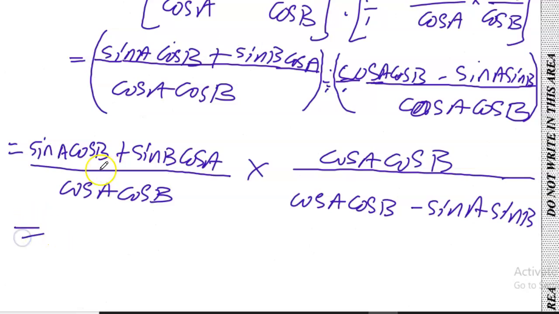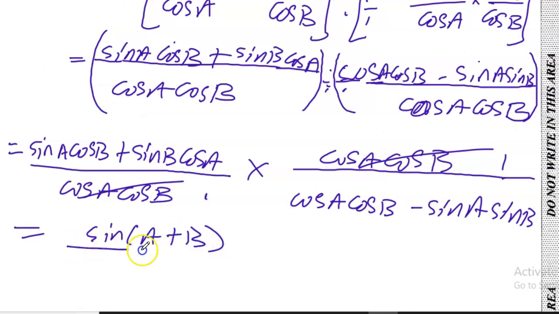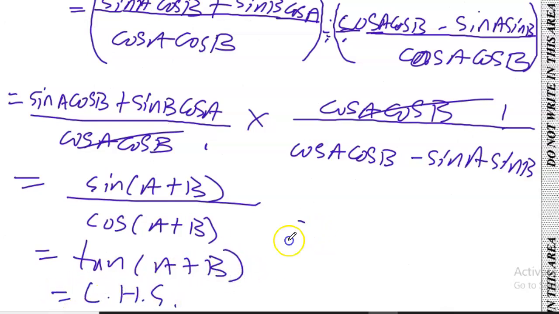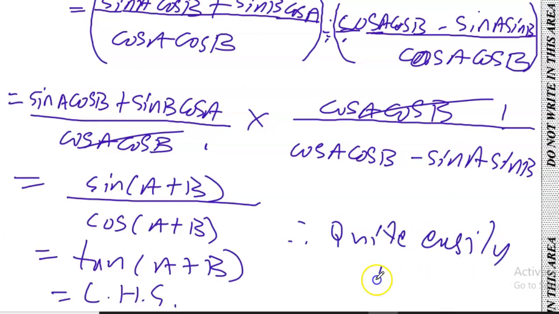So notice cos A cos B into itself, we end up with 1. So at the top here, recognize that this is actually sin(A plus B), and in the denominator here, this is actually cos(A plus B), and of course this is equal to tan(A plus B), which is what the left hand side is equal to. Therefore, quite easily proven.